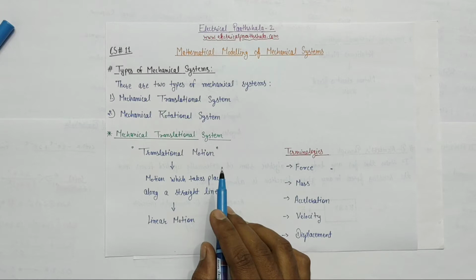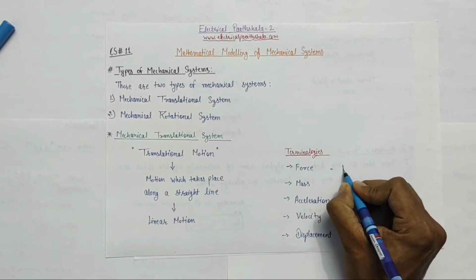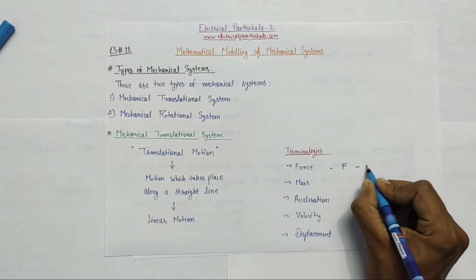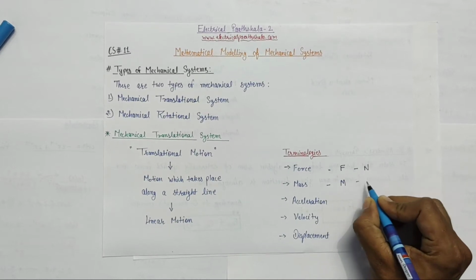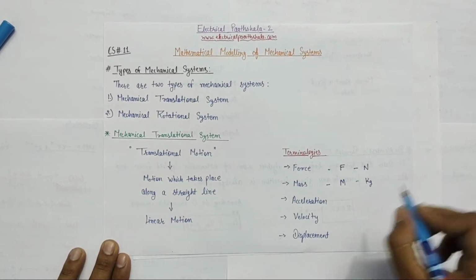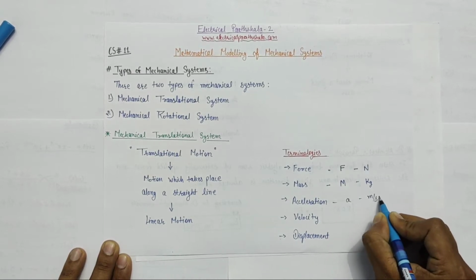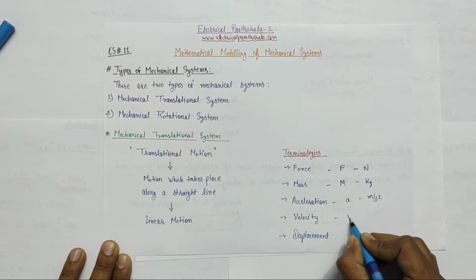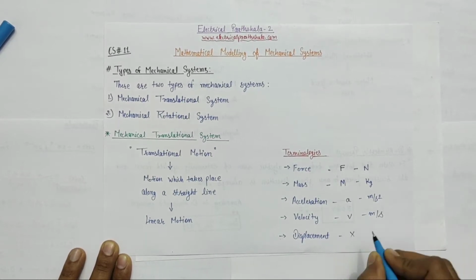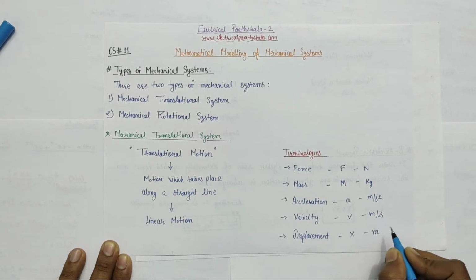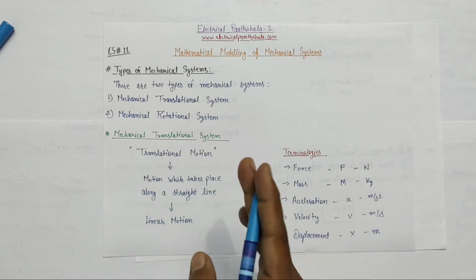Now in mechanical translational system, we use some terminologies which are force, which is denoted by F, and the unit of force is Newton. Mass denoted by M, and its unit is kg. Acceleration, which is denoted by A, and its unit is meter per second square. Velocity, which is denoted by V, and its unit is meter per second. And displacement denoted by X, and its unit is meters. So these are the terminologies that we use for mechanical translational systems.